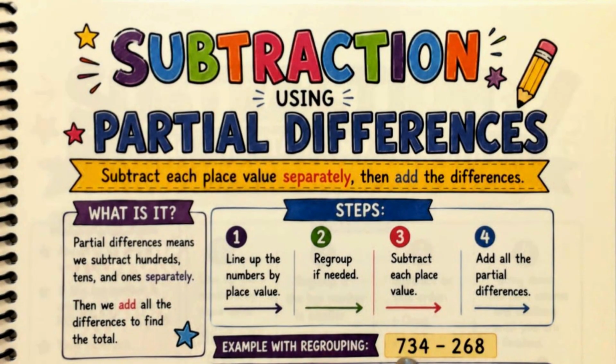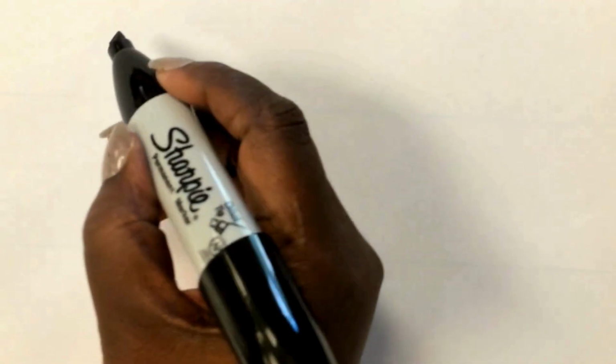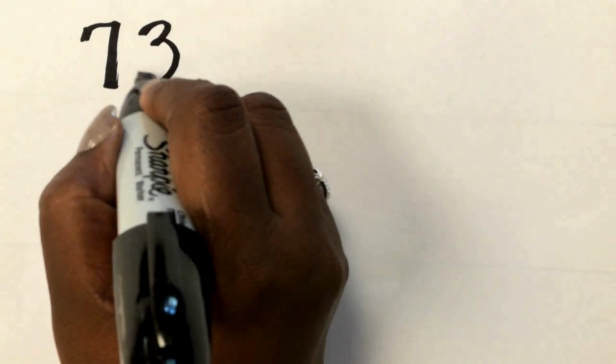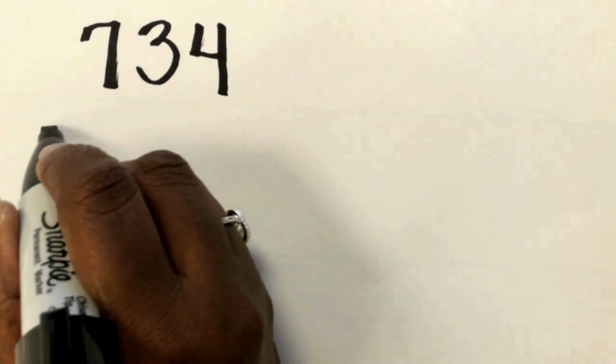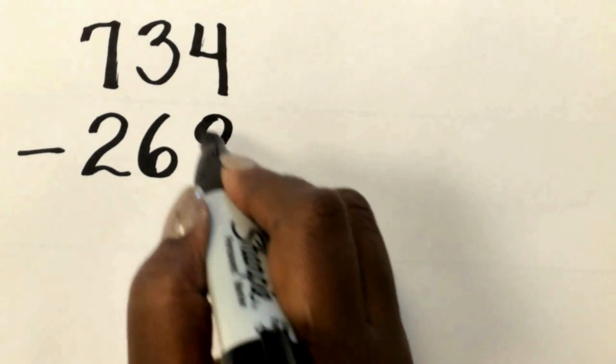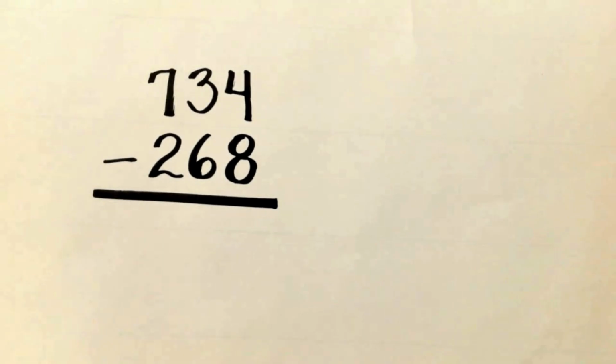So we're going to solve this problem here. Our example: 734 minus 268. Okay, class, right now it is horizontal. We need to sit it vertical. So sitting it vertical will look something like this: 734 minus 268. And this way it is called vertical.